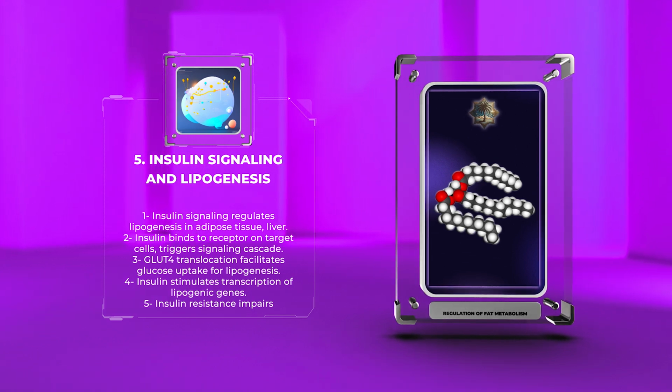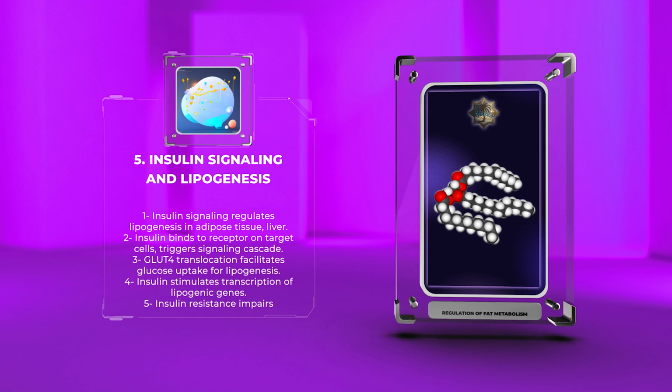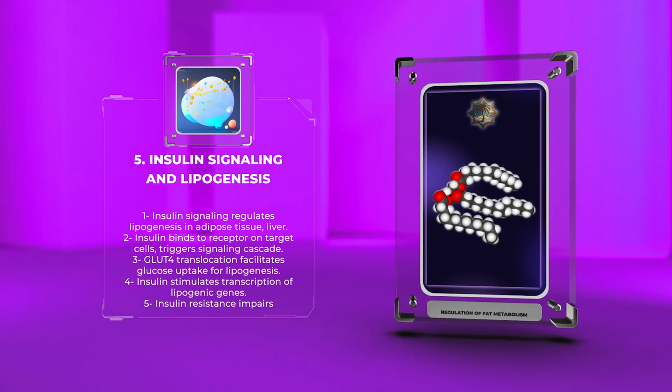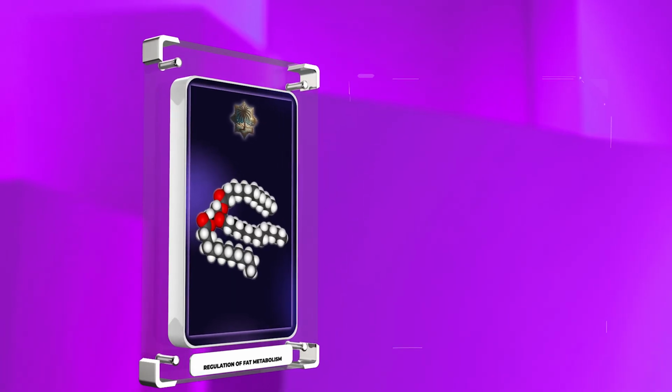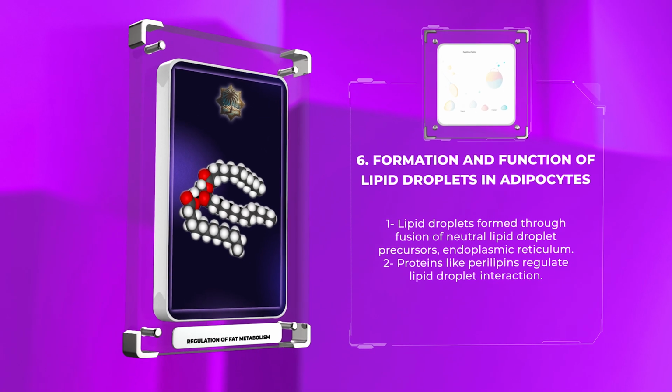Now that we have explored insulin signaling and lipogenesis, let us move on to our next topic, the formation and function of lipid droplets in adipocytes. In this section, we learned about the formation and function of lipid droplets in adipocytes.